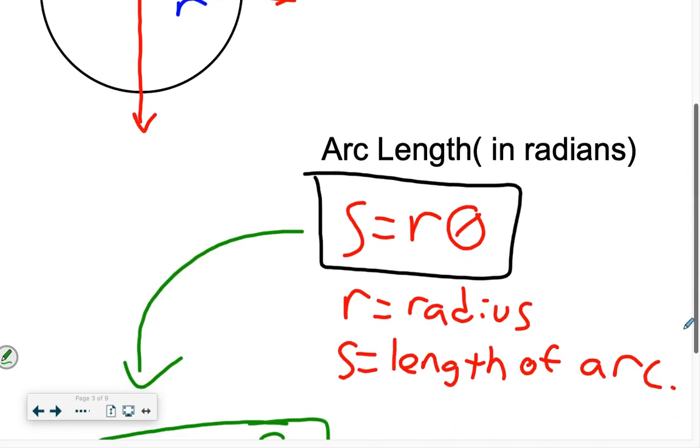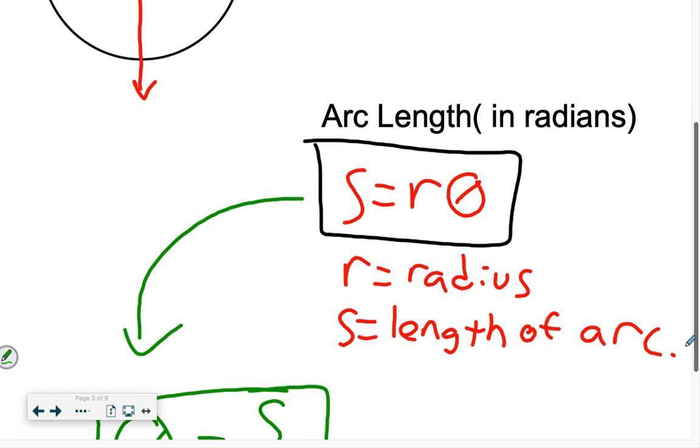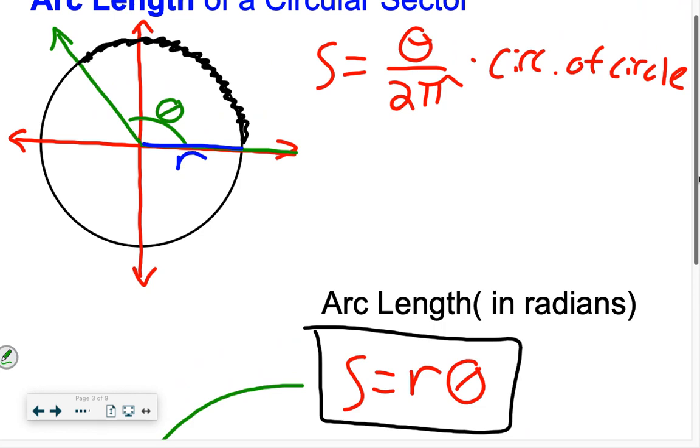The important thing that we need right here, arc length in radians, is S equals R theta, where S equals the length of the arc and R equals the radius. So, for instance, I'll give you a second to get that written down. Feel free to pause. If I ask you to find the arc length of this angle, let's say it's 120 degrees, they want you to find the arc length that's created.